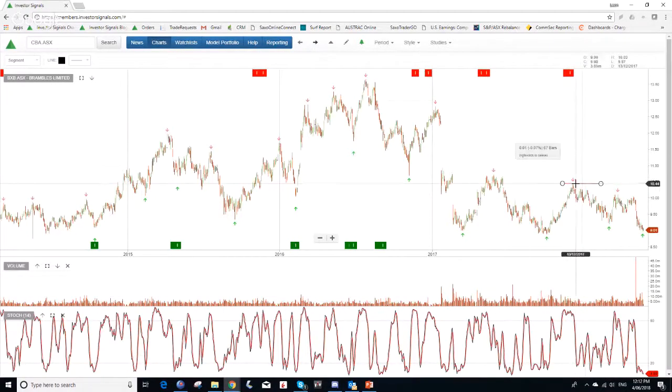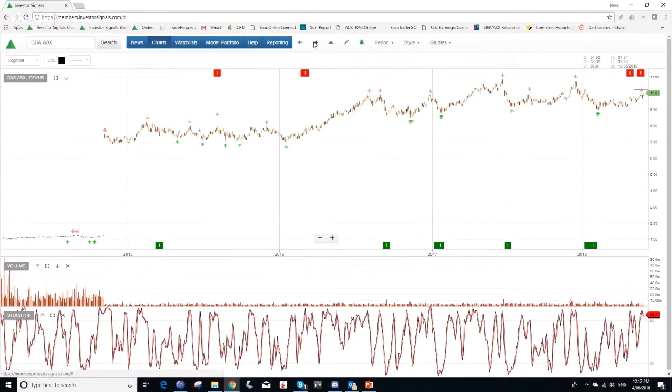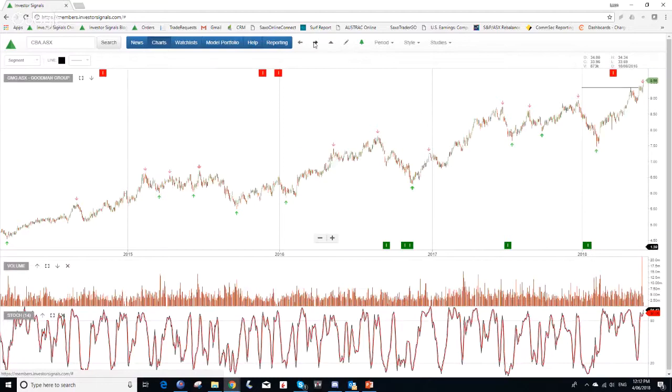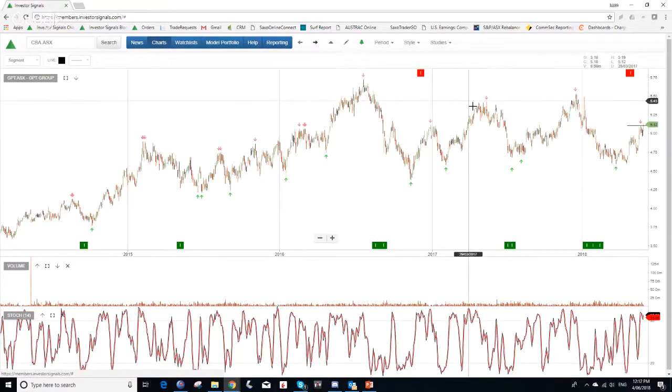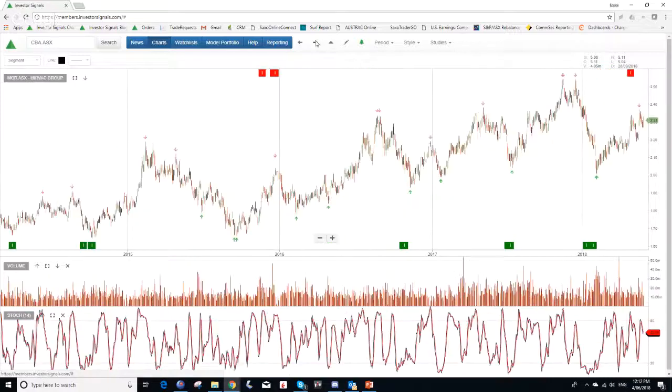Brambles, so we had the sell signal there and the stock's moving lower. Caltex originally moving low. I think around this sort of $29 is probably a pretty good level for Caltex. So Dexus under sell conditions, Goodman Group under sell conditions, GPT. So these yield sensitive names at the moment is definitely the common theme among where we're seeing these sell signals.